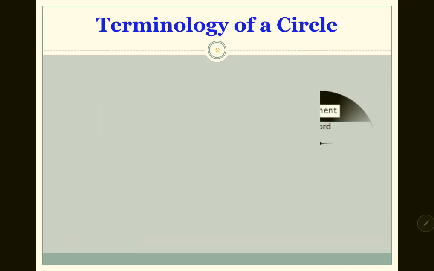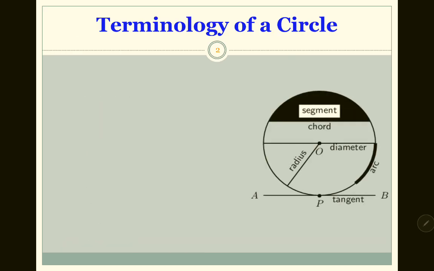Okay, let's start with the terminology of a circle. As you can see on the right hand side, I have a segment. The segment is that dark part over here. We're looking at this part, I'm highlighting this with a red color. So that is a segment, and the line that draws that segment is a chord.